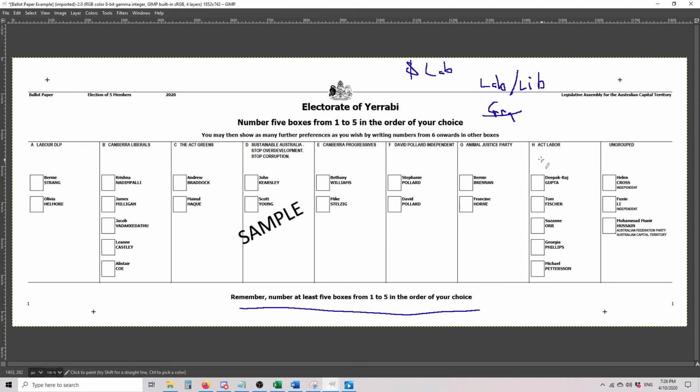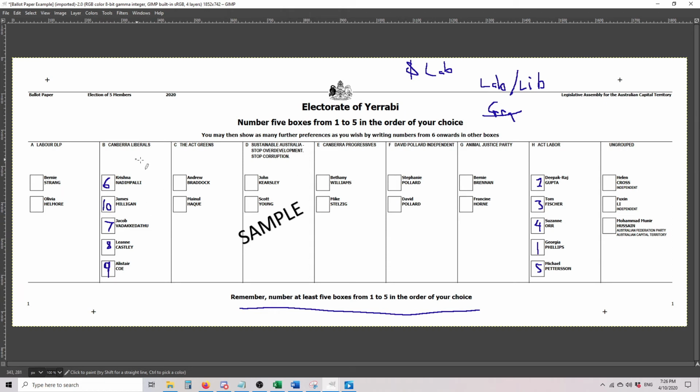They're no good. So in this case, of course, we're going to put our 1 with Labor, and we could choose to exercise some discretion over which candidate we pick. So let's say we like Georgia Phillips, we'll put a 1 with Georgia, and then perhaps we like Deepak next, so we'll do 2, and then we like Tom and Suzanne and Michael, okay? And then we'll go over here with the Liberals, and we're going to do 6, 7, and then 8. Maybe we think Alistair Coe's fine, but he's not that great, so we're going to do 9, and then 10.